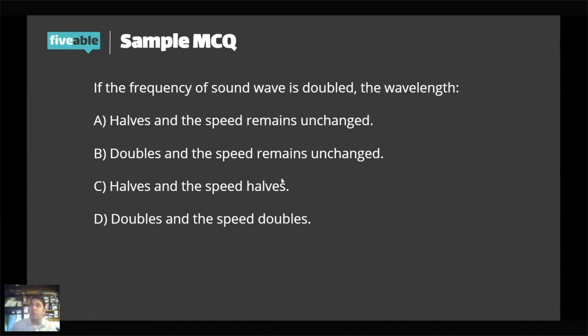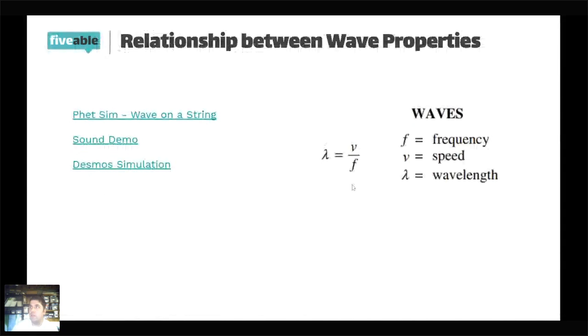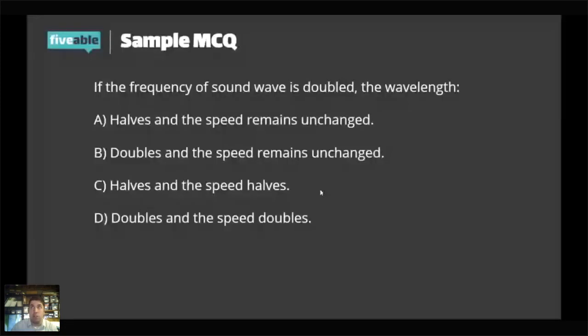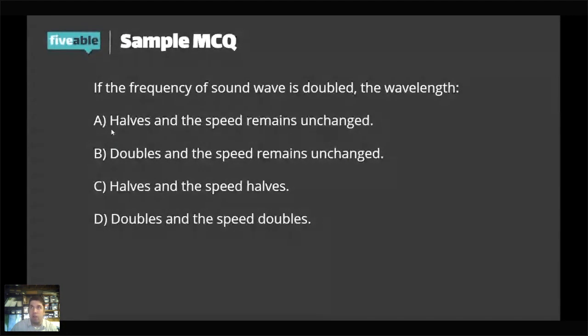Okay? And then we go back to our equation. V equals F lambda. If I make F get twice as big and V stays the same, this fraction becomes half as much. So choice A will be our right answer for that case.